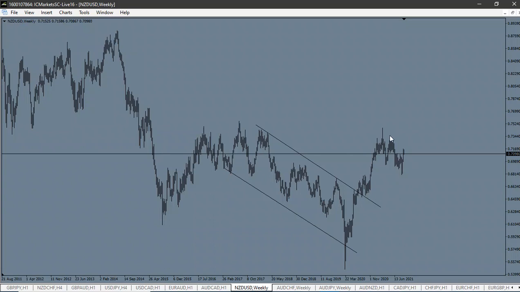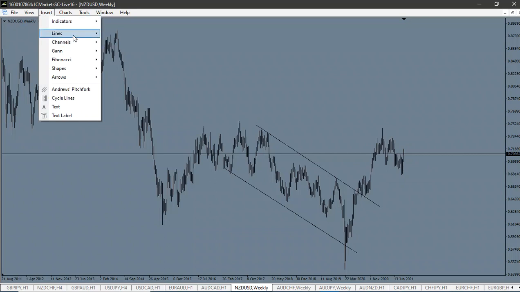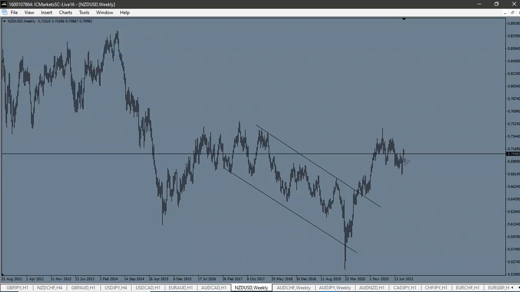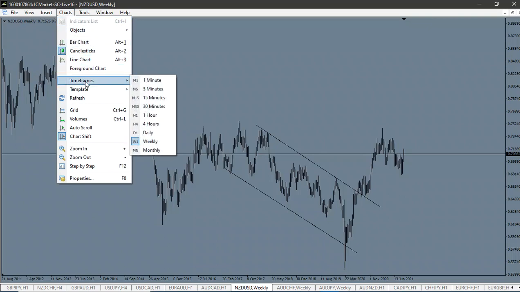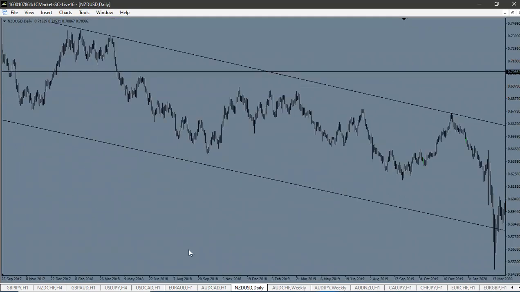So the case is also the same here. We see an impulse leg and a corrective leg, so we know that we'll be expecting some buys in the coming weeks. So for now we are done with the weekly time frame. Let's drop it down to the daily.